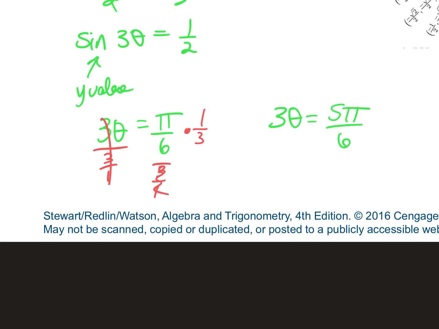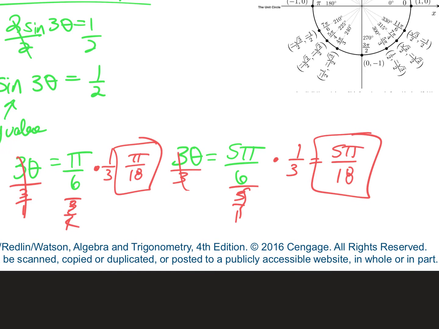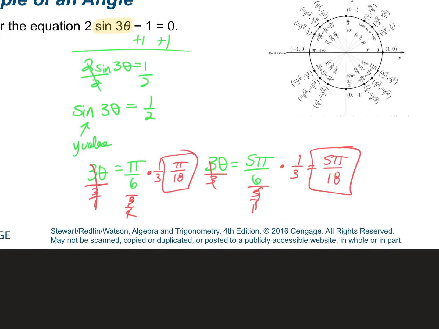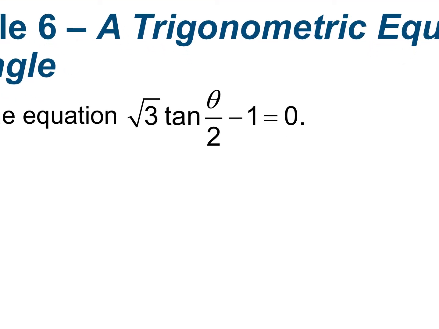So what's my answer? Perfect, pi over 18. Same thing on the right hand side. Divide both sides by 3. It's 3 over 1. So 5 pi over 6 times 1 over 3, and I get 5 pi over 18. Whenever there is a number stuck with your angle, if it's being multiplied by the angle, then once you find the angle in the unit circle, you're going to divide by that number. In our next example, it's just the opposite. It's already being divided, so at the end, you're going to do what? Multiply. Yep.